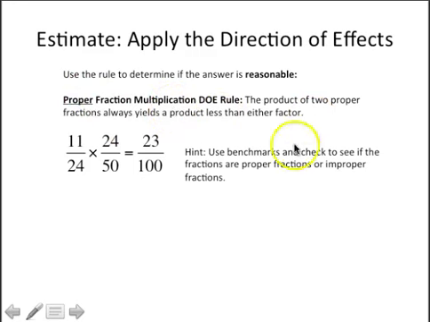And we're going to use benchmarks to help us figure this out. So the product of two proper fractions, these are both proper fractions, the product should be less than either factor. This product is, again, thinking about benchmarks, about 1/4.